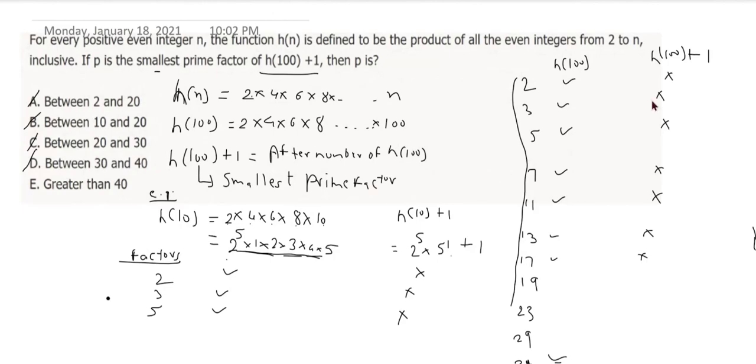So we just saw that the factors of h of 100 include everything up to 41. So it has to be greater than 40, okay? If you just look at the answer choices, you can very easily conclude that the answer should be E. So sometimes you actually need to analyze the problem in order to do it. All right, so keep practicing. I'm sure you'll get there.